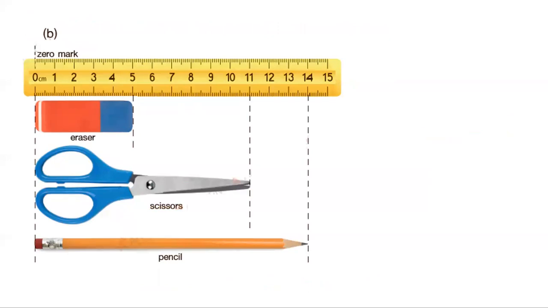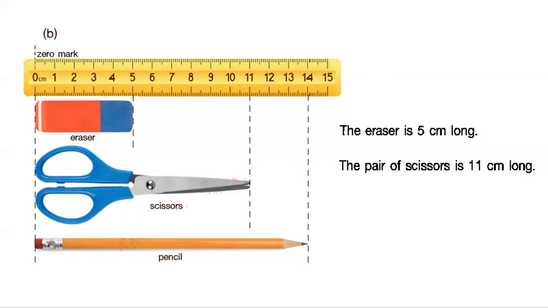So we are beginning from the 0 mark, and now we are measuring the eraser. From 0, you will see where it stops. You see that it stops at 5. So this means that it is 5 centimeters long. The eraser is 5 centimeters long. The pair of scissors is 11 centimeters long, and the pencil is 14 centimeters long.